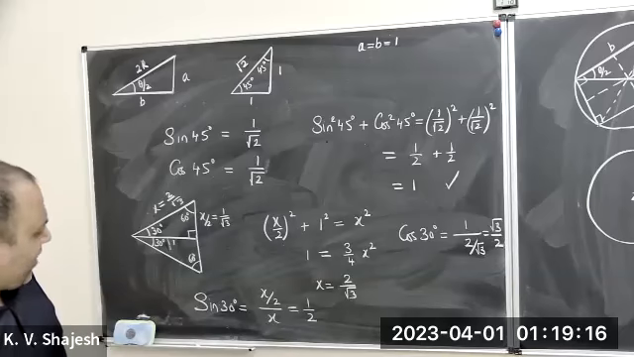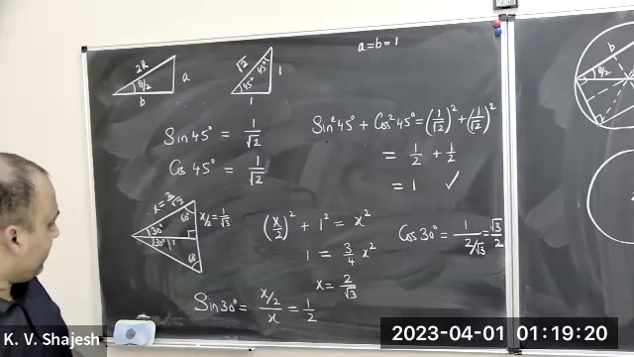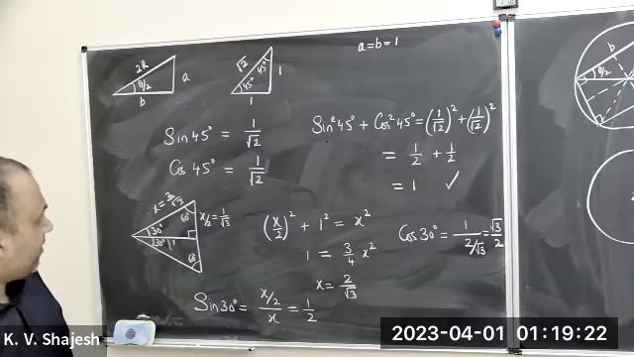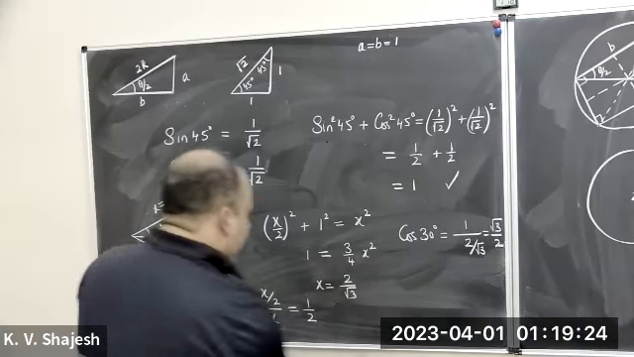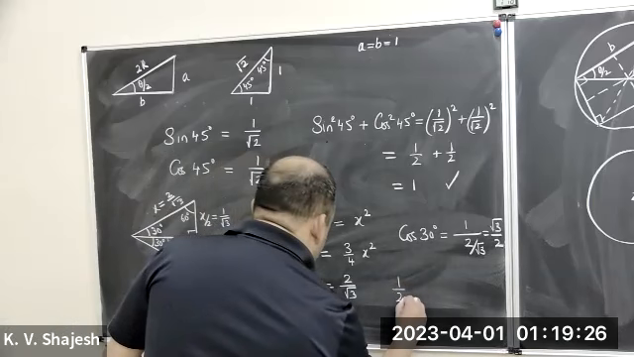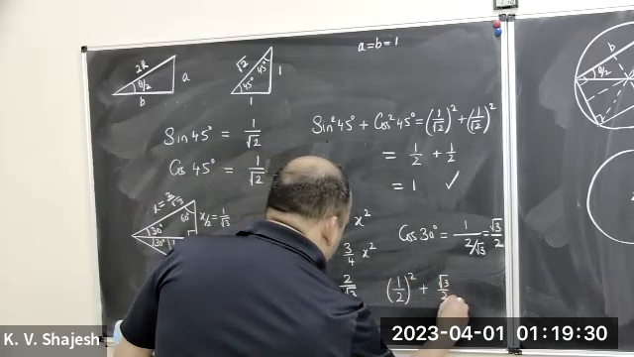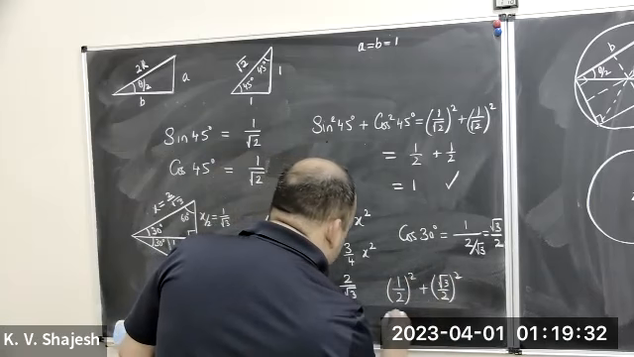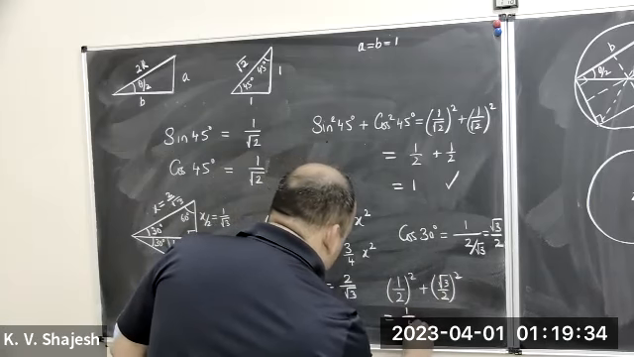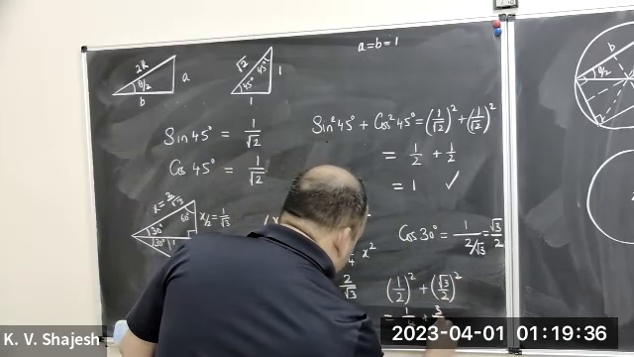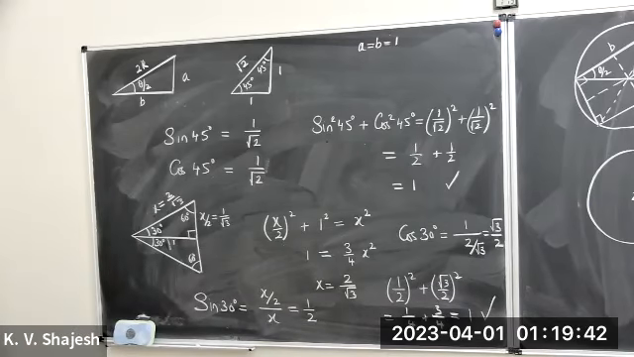Again, we should check, does the identity hold? We have this identity that cosine square 30 plus sine square 30 is equal to 1. So that's 1 by 2 square plus root 3 over 2 square. That's equal to 1 by 4 plus 3 by 4. That's indeed equal to 1. That works, right? So the identity again works, correct?